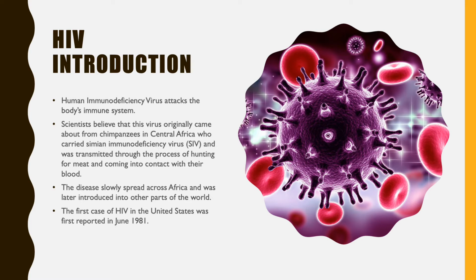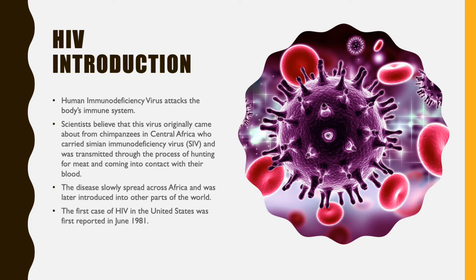The human immunodeficiency virus attacks the body's immune system, specifically CD4 cells, also known as T cells. Scientists believe that this virus originally came about from chimpanzees in Central Africa who carried the simian immunodeficiency virus, SIV, and was transmitted through the process of hunting for meat and coming into contact with their blood. SIV is a virus closely related to HIV. The disease then slowly spread across Africa and was later introduced into other parts of the world.